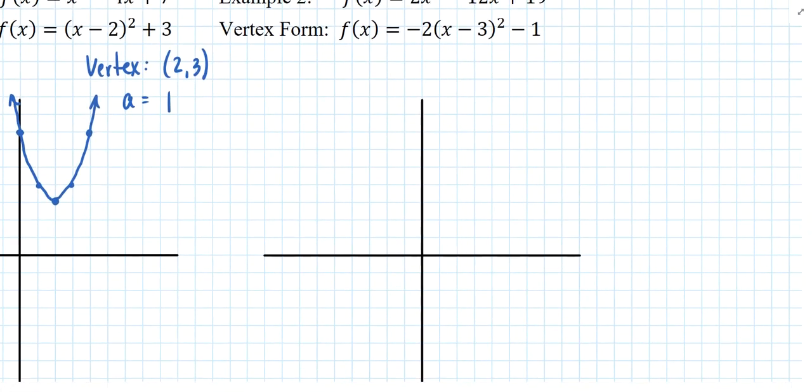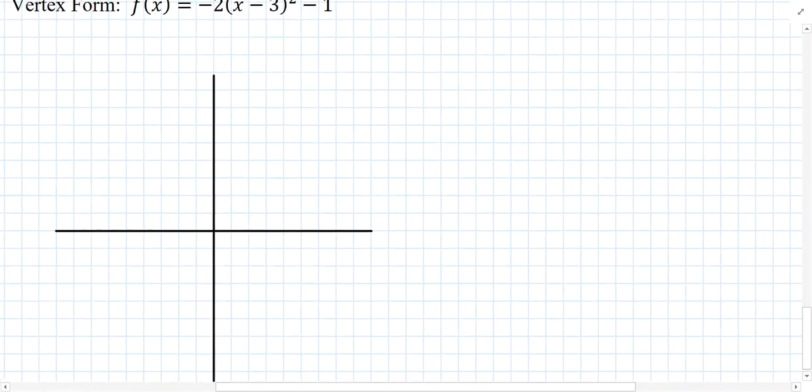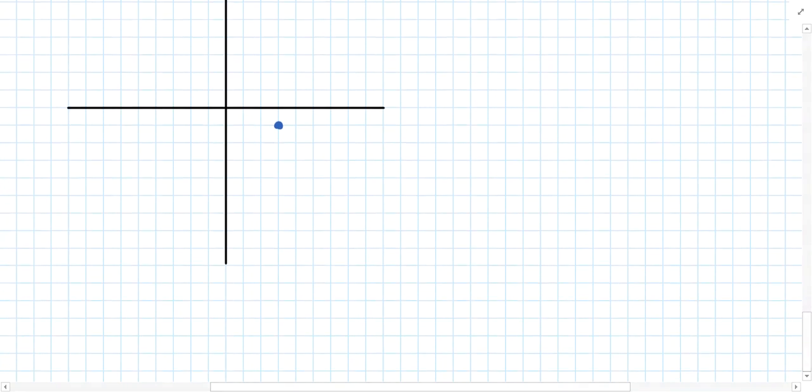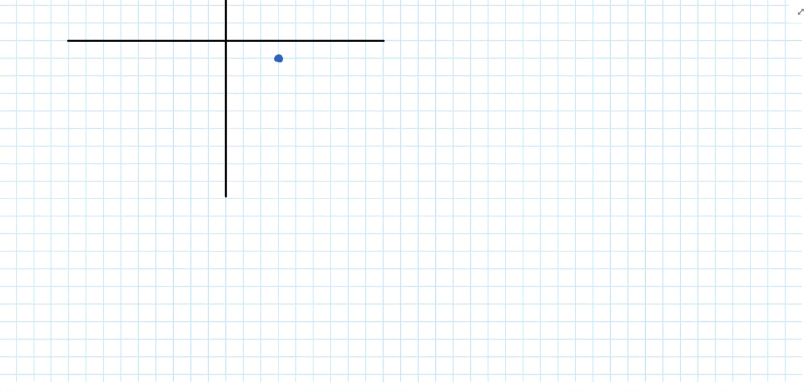In example 2, we should note that the vertex of the parabola is located at 3, -1, and with an a value of -2, the graph is 2 times as tall as our parent function and opens down.